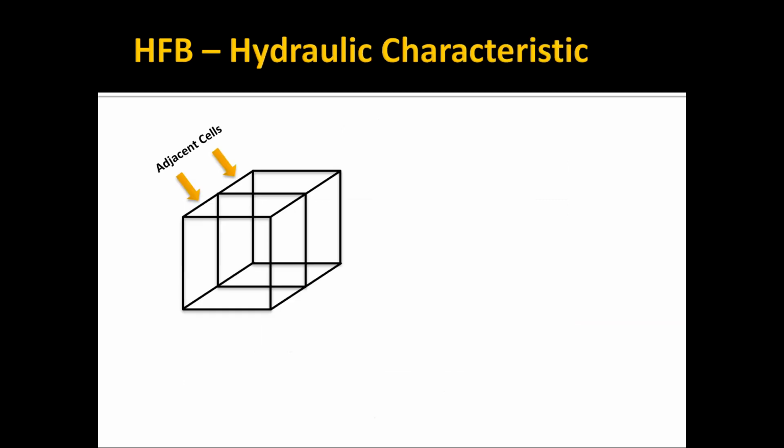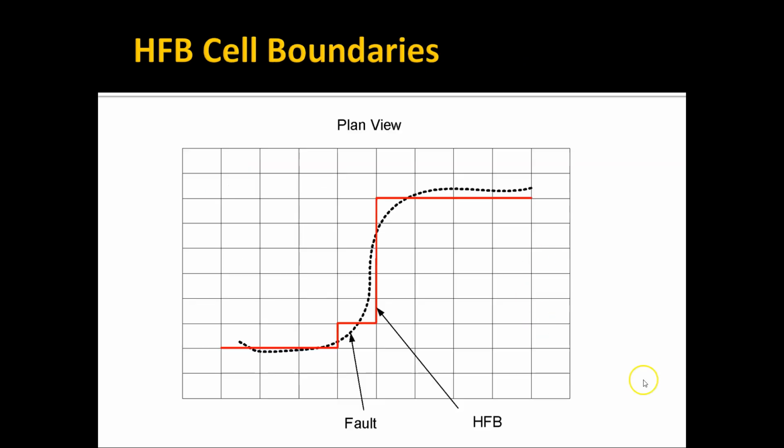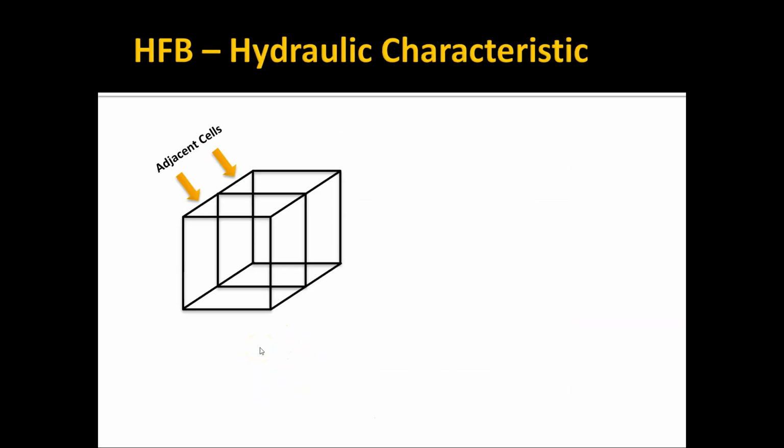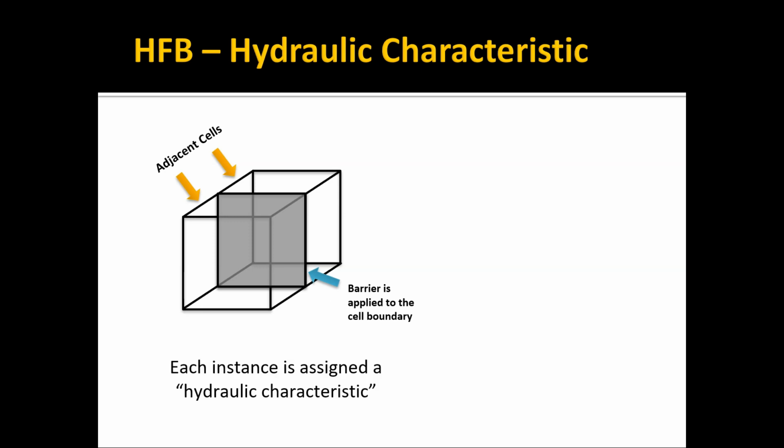And so, for example, you do this by identifying pairs of cells. So these two cells together would define this interface. These two cells would together define this interface, and so on. So if I look at my adjacent cells, the barrier is then applied to that cell boundary. And each instance is defined by a pair of cells and is assigned what is called a hydraulic characteristic.